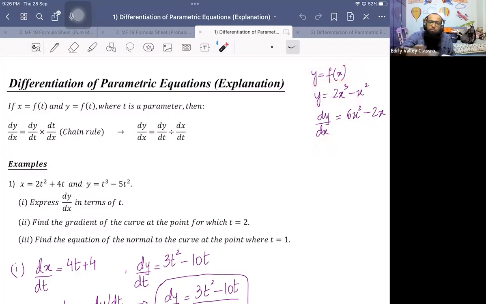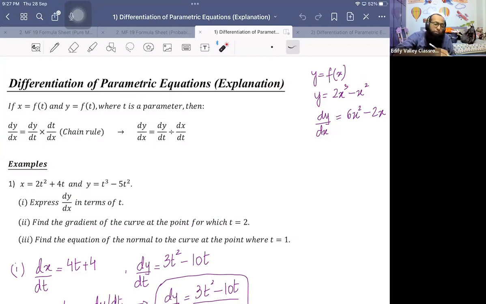What is the change in differentiation of parametric equations? Now you will be given two different equations. y will not be expressed in terms of x. Rather, x will be expressed in terms of a parameter, and y will also be expressed in terms of a parameter. And then using the chain rule, you are going to connect x and y, and you are going to obtain dy by dx. So over here, a parameter will be involved.